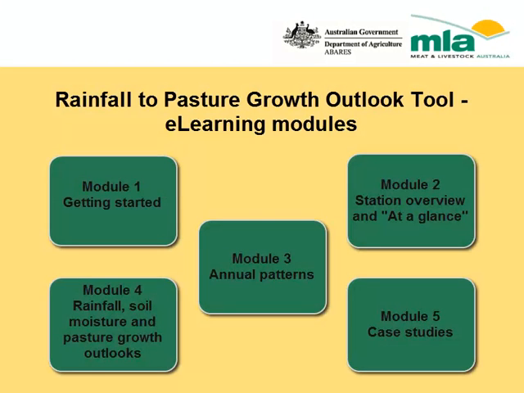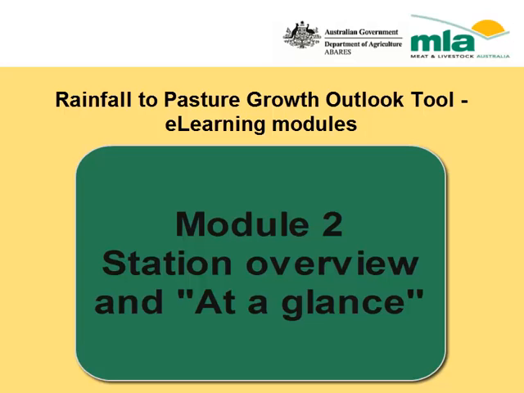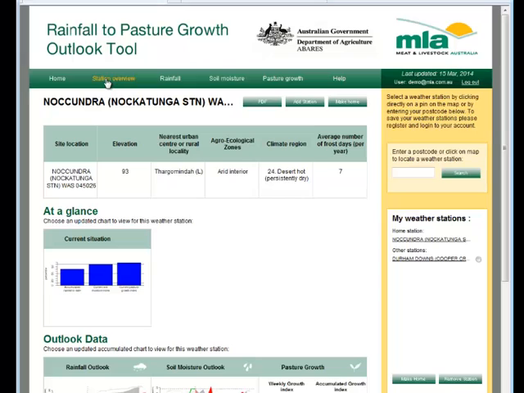The online e-learning modules show you how to use the Rainfall to Pasture Growth Outlook tool and understand main concepts and outputs used in the tool. The station overview page is a good place to start from. It provides you with all the detailed information for your selected weather station.